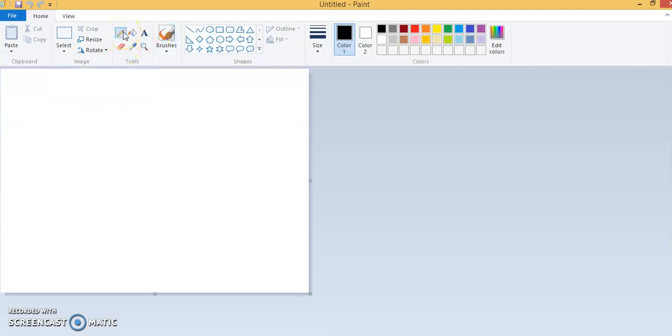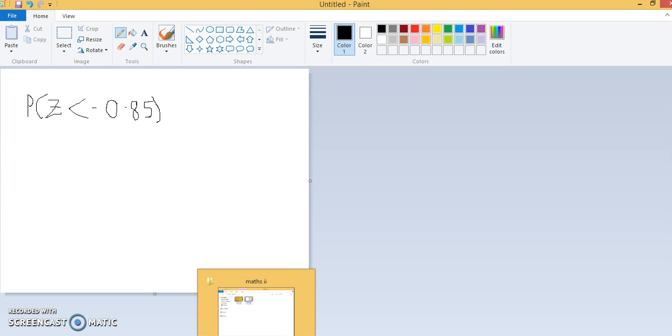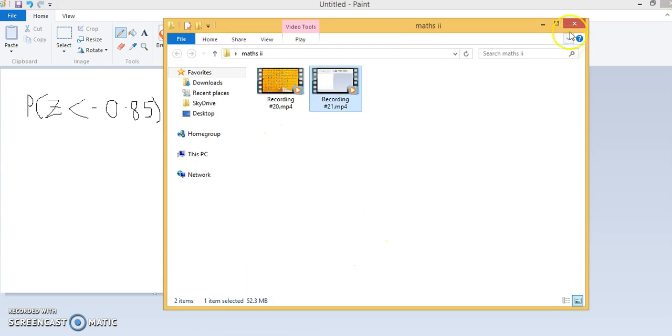Alright, sorry. So we will continue on our previous example. We are trying to find the value of P(Z less than negative 0.85). If you see my previous example, we have drawn the graph for z less than negative 0.85, and we want to find the value of the probability.